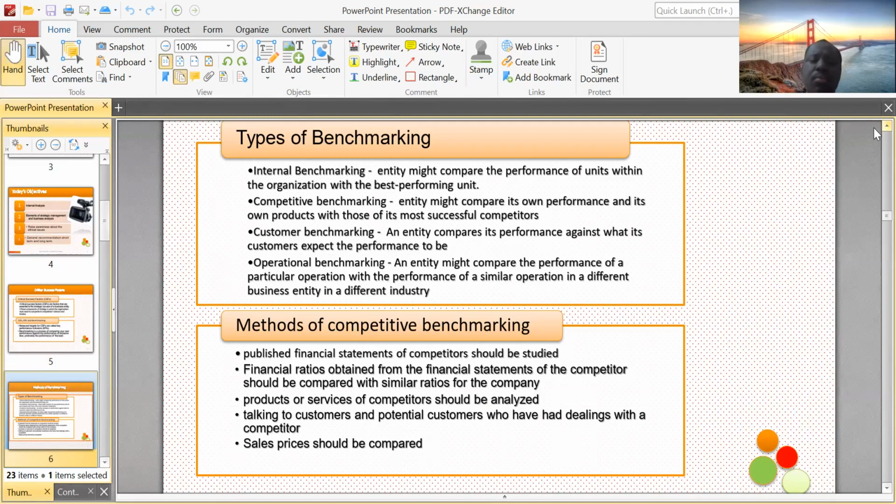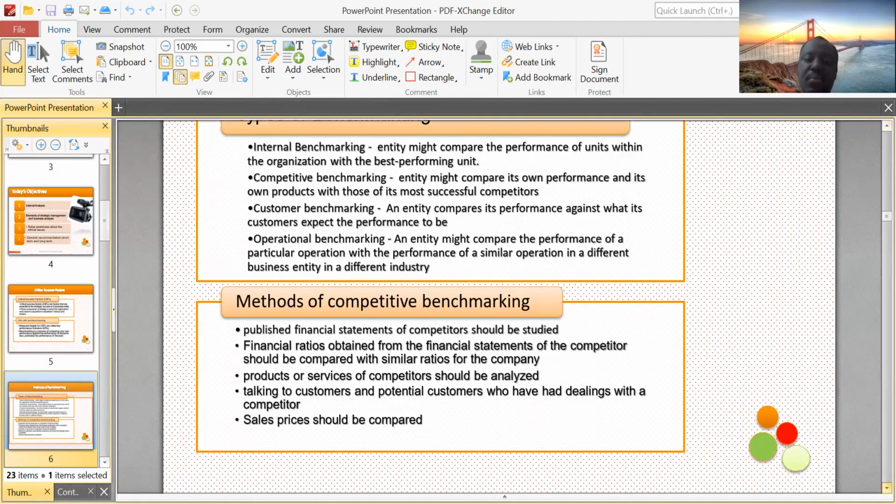Very, very key. You also need to talk to customers who have had dealings with the competitor you're comparing yourself to. It's very, very important because the customer can give you some feedback that is very critical to the success of your organization.